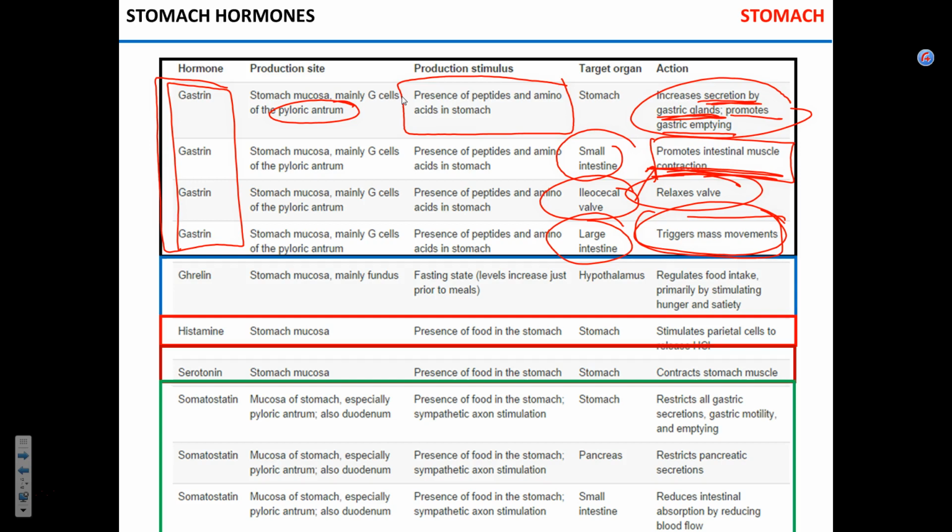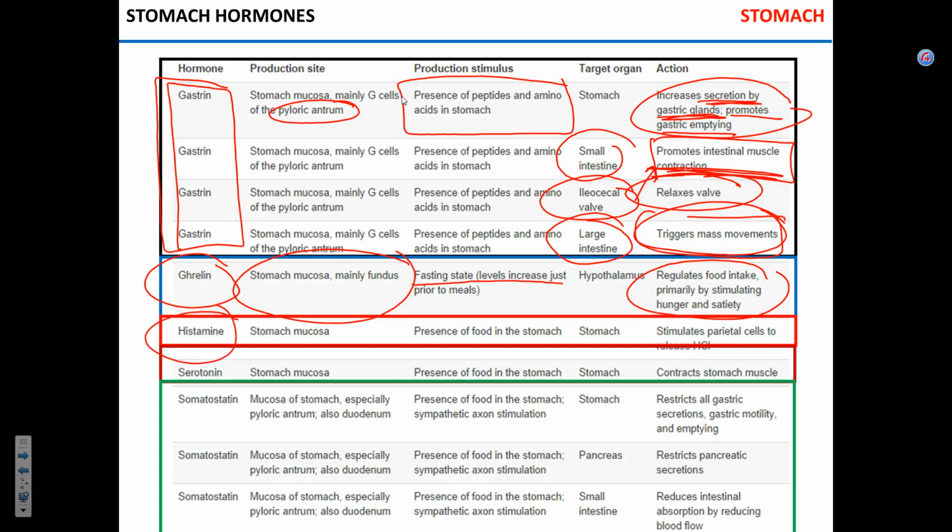We're good with gastrin? Ghrelin, the hormone of hunger, produced by the fundus when the stomach is empty, stimulates hunger. So the stomach's empty, you want to eat. That's it. That's normal. Okay.